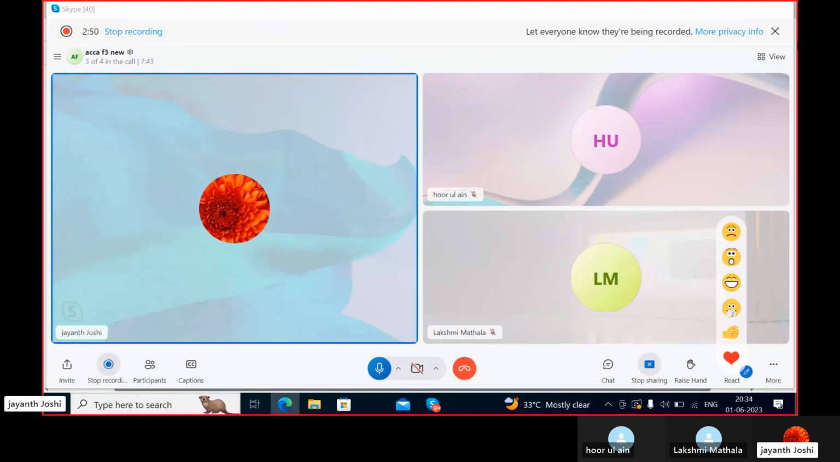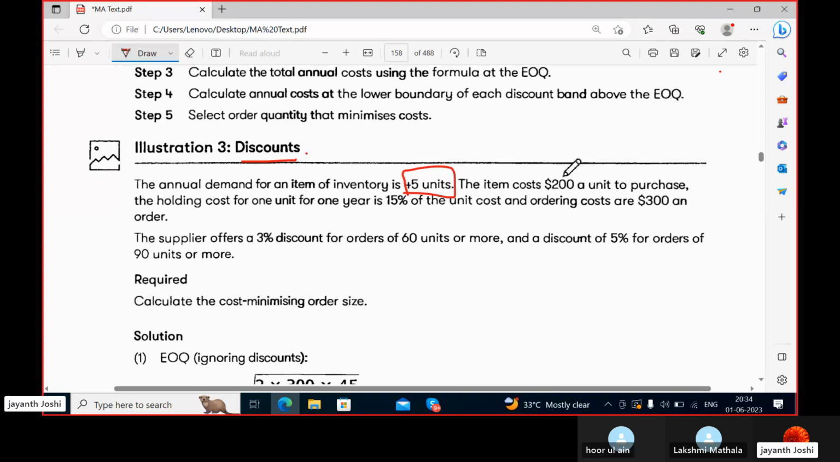Fine. So the item is costing $200 a unit to purchase. So this is the purchase cost. Holding cost for one unit for 1 year is 15% of the unit cost. So this is your unit cost, and 15% of this is your holding cost. I have already discussed with you what holding cost is: the cost of holding the inventory. Okay. And the ordering costs are $300 for one order.